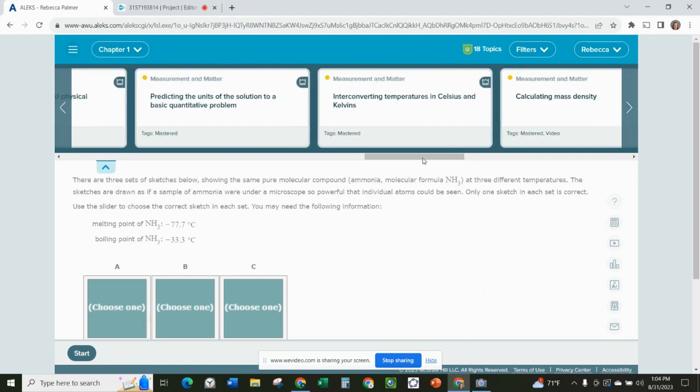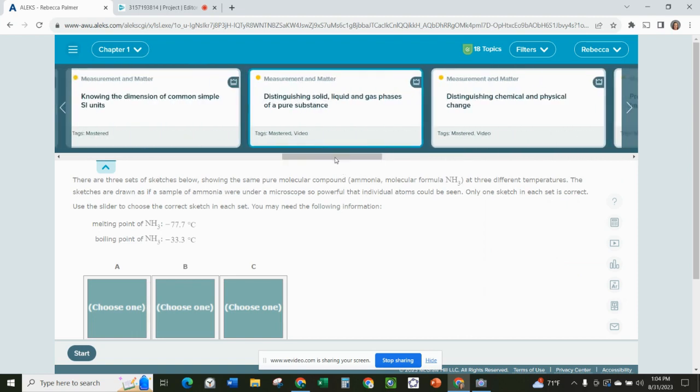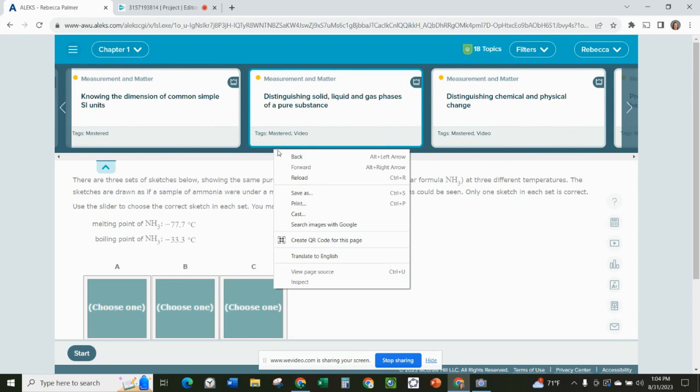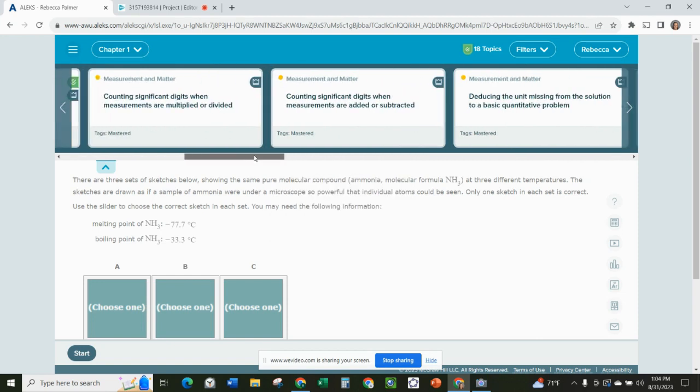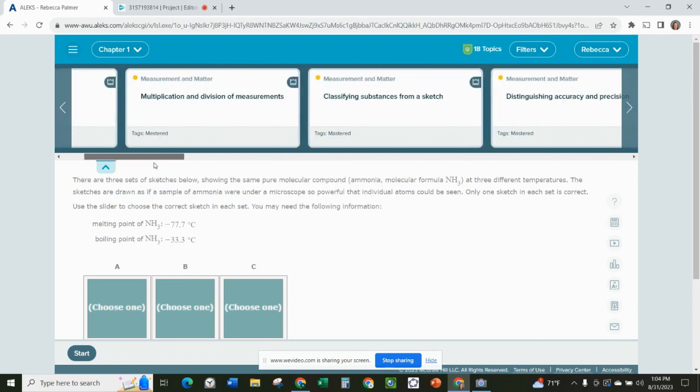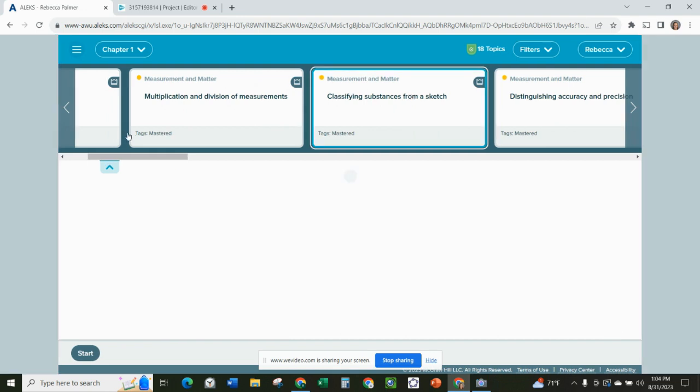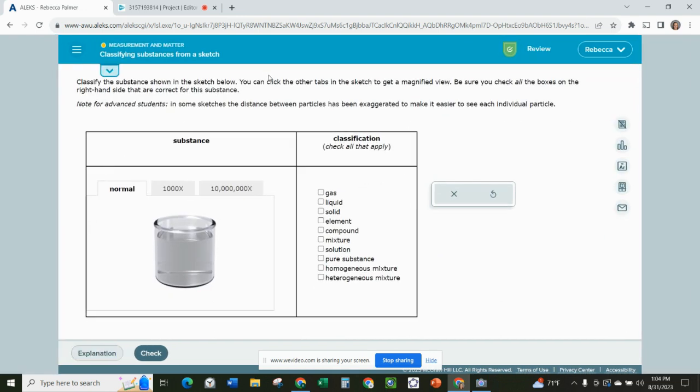Let's see. I'm looking for categorizing substances from a sketch. This one is just weird. So this one is something that you have to practice. So looking at this, it is filling the container. This one is a liquid.